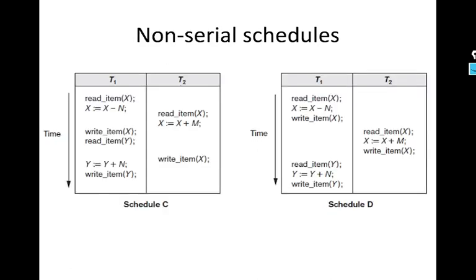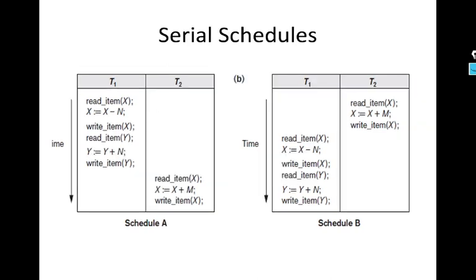For checking that, we will take one example. Initially let x and y be 90, and let n be 3 and m be 2. So after executing T1 and T2, what will be the result? We have to check what the result will be after execution.